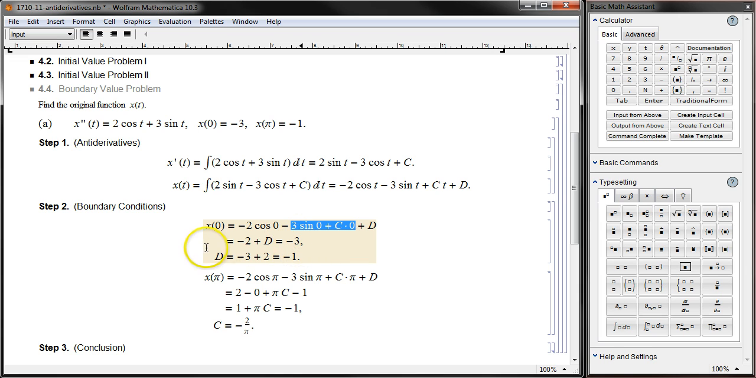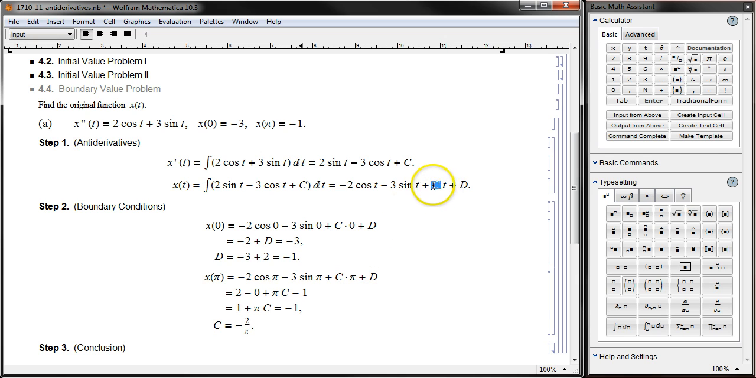Cosine of 0 is 1, so you get negative 2 plus d. And this is given as negative 3, so we get this equation. And you get d equal to negative 1. Simple computation. Next, plug in t equal to pi, and here we go. Plug in pi. Cosine of pi is negative 1, so this is positive 2. Sine of pi is 0, so that disappears. And pi times c, that doesn't go down to 0. D is equal to -1, as we saw in the previous part. So you can solve for c, which in this case is -2 over pi. Just an easy equation to solve.